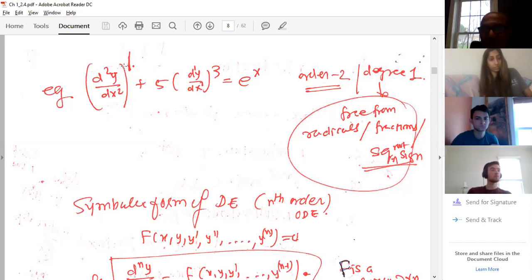Order of the differential equation. Order of the differential equation means the highest derivative that occurs in the differential equation. Look at over here. What is the highest derivative here? 2. So what is the order of this differential equation? Second order. You got it. So order means the highest derivative involved in the differential equation, that is called the order.